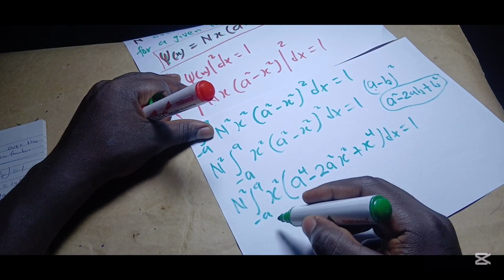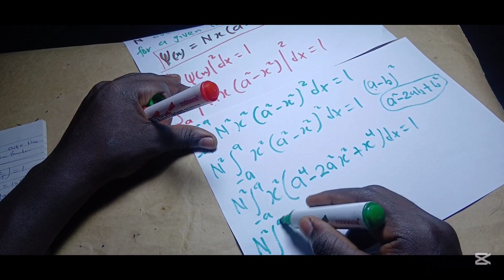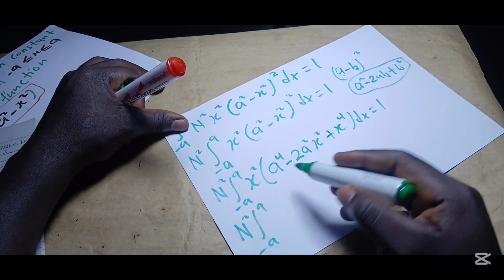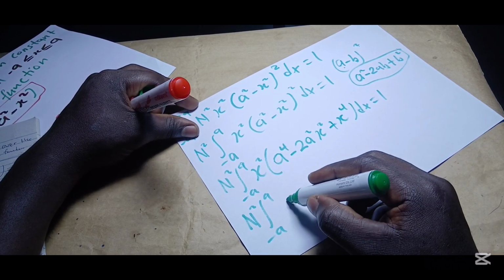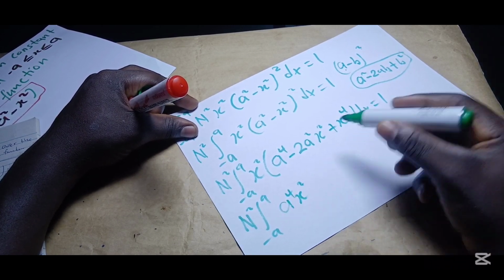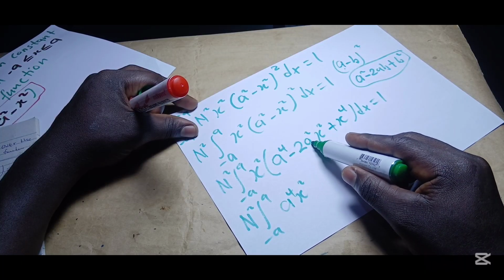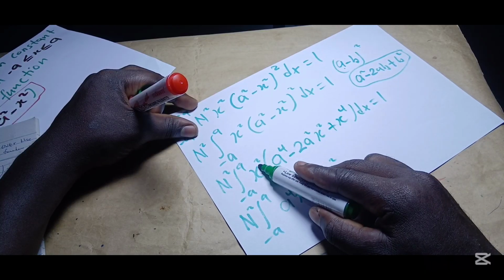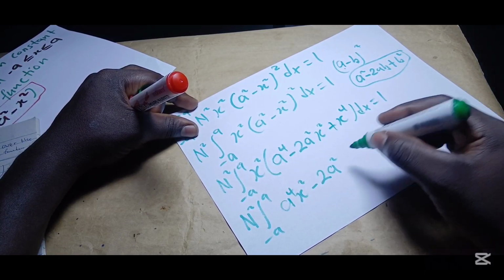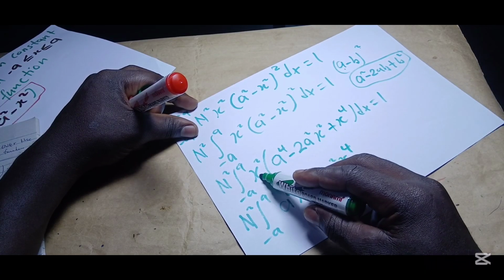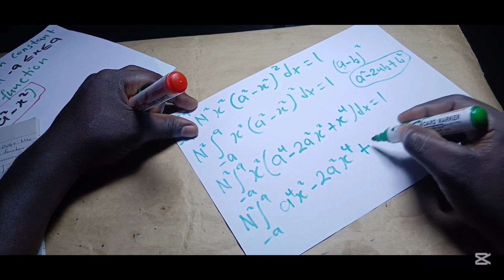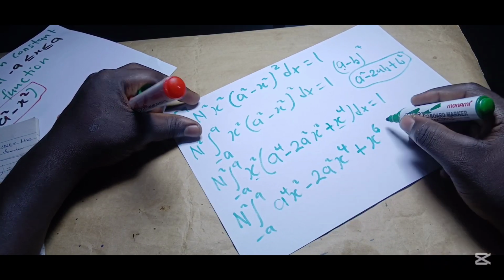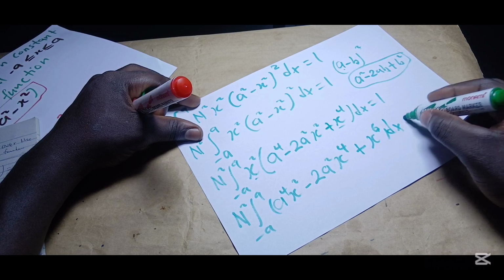Now let's expand the bracket. So n to the power 2 integral from negative a to positive a. We want to expand the bracket. So x squared multiplied by a to the power 4 gives us a to the power 4 x squared, multiplied by minus 2a to the power 2 x to the power 2 gives us minus 2a to the power 2 x to the power 2 multiplying x to the power 2. Since they are of the same base, we add their powers, giving us 4. So x squared multiplied by x to the power 4 plus positive x to the power 4 gives us x to the power 6, since they are of the same base, we add their powers. Then dx equal 1.